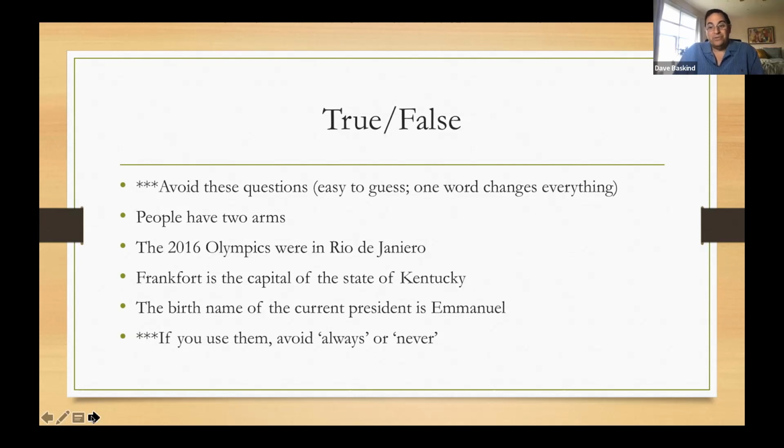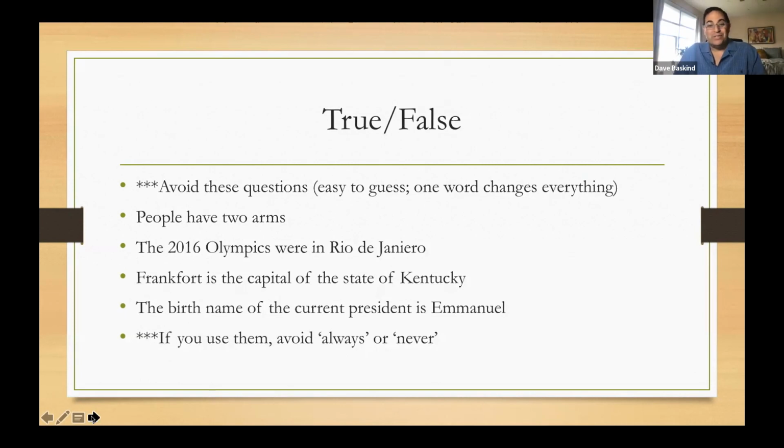For starters, students have a 50-50 chance of getting it correct. And those are pretty high odds, even if they don't really know the material. It's a little dangerous in that sense. It's also dangerous in the sense that one simple word can change everything within the sentence. So you can see I've got a few examples of true-false items up on the screen, and I want to talk about issues with each one of them.